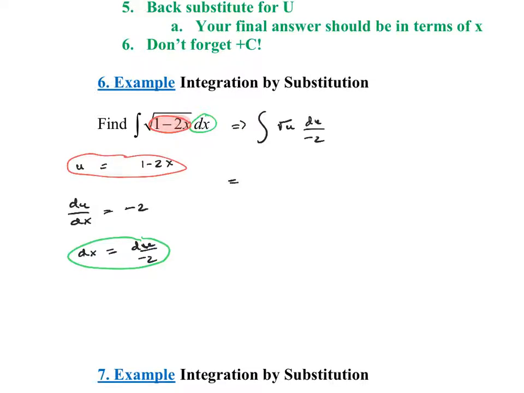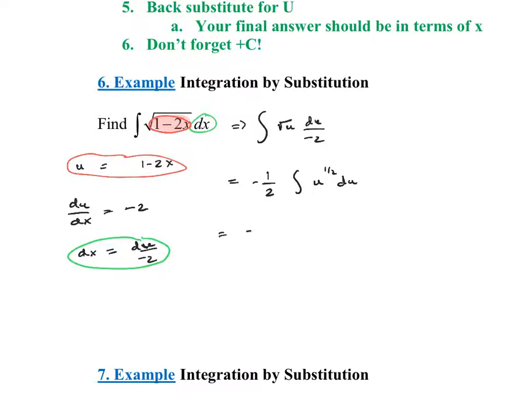Well, notice I have a negative 2. That's just a constant multiple, so I need to pull it out in front. I want to be really careful, though. I have to keep that 2 in the denominator. So really what I'm pulling out is a negative 1/2. It is not a negative 2. It is a negative 1/2 that I pull out. This would be the integral of u raised to the 1/2 power with respect to u.